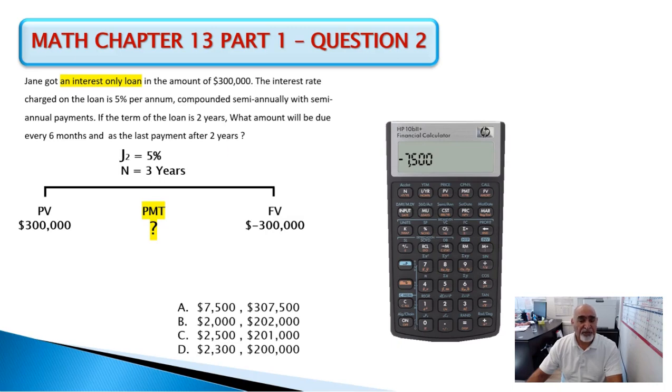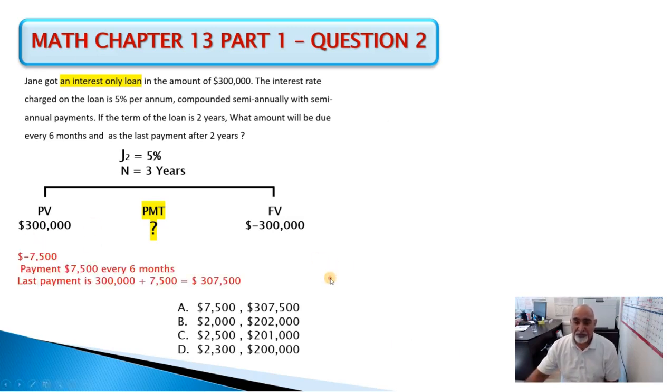Put n equals 3, and that would also give us the same here. I will bring back the calculator. It will be 300,000. Okay, so I can put 3 for n. So my answer, I believe, and press payment, same answer. It doesn't matter how long this loan is. Negative 7,500. So the answer is 1275 every 6 months.